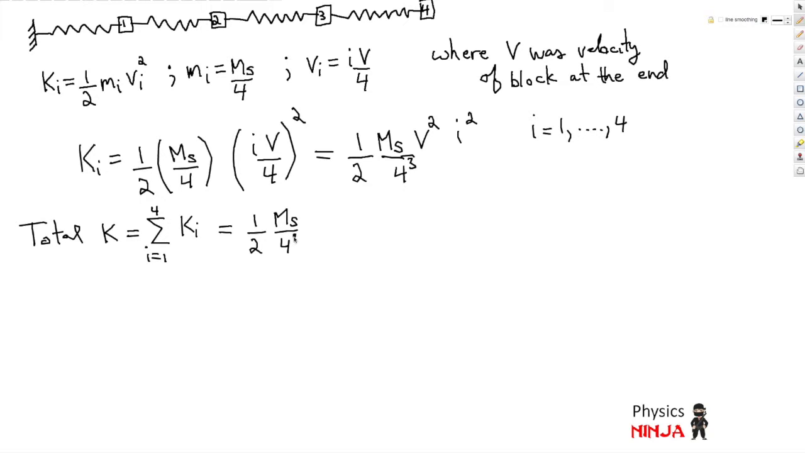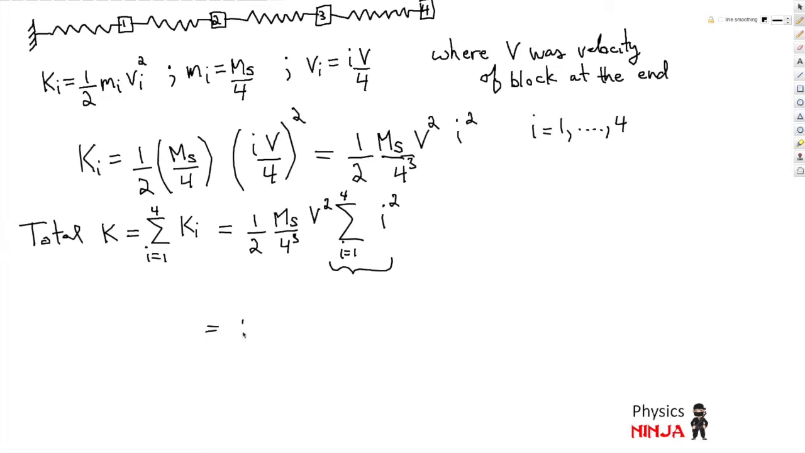4 cubed is still there. The velocity squared term is still there. And now I need to sum over all the values of i, and I need to sum i squared. So here's my expression for the total kinetic energy. And remember, i here simply goes from 1 to 4, because there's only 4 segments. Okay, so all you're left with is having to evaluate this term here.